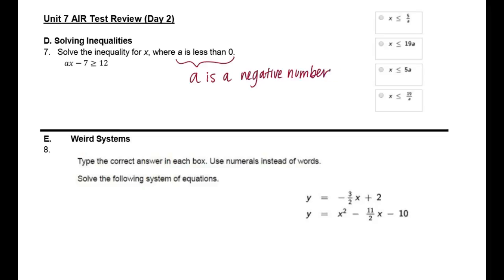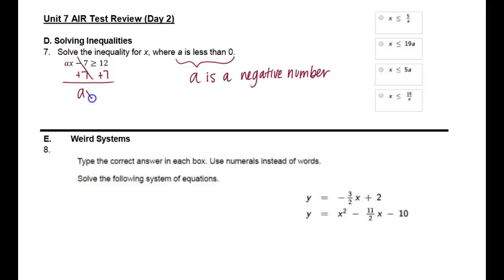So now let's solve for x. Remember, solving for a variable means getting that variable all by itself. And what we need to do is do inverse operations or opposites to get that x by itself. So the first thing I need to do is add 7 to both sides.